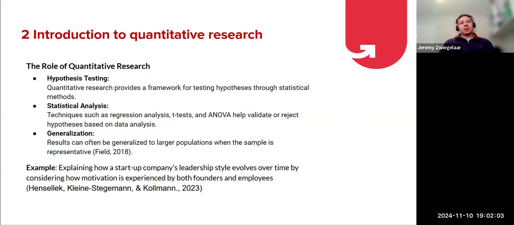We then do analyses such as regression analysis, t-tests, and ANOVAs to help validate or reject our hypothesis based on the data analysis. And what I mean by this is that we have the data that we collect from either the sample or the secondary data that we have. We analyze that using methods such as regression, such as t-tests. T-tests are a method that we use and employ to understand the differences between groups. We do the same with ANOVAs as well.